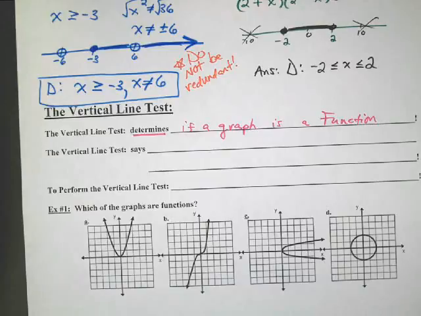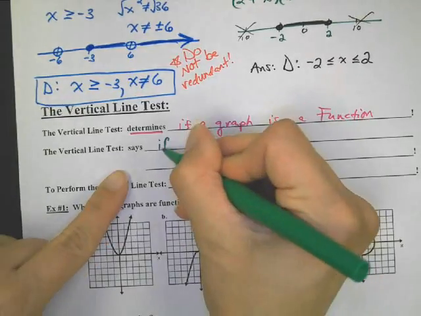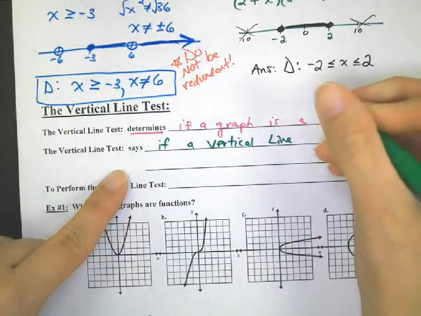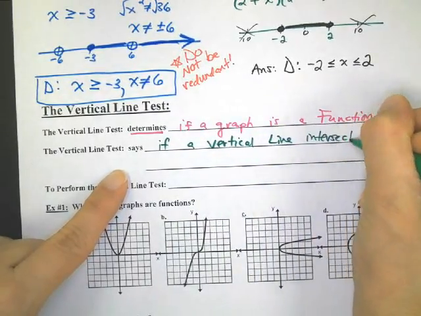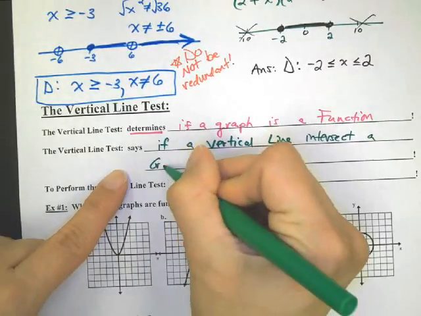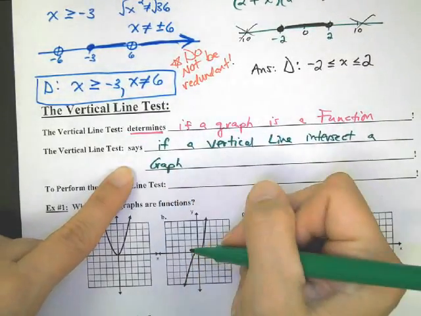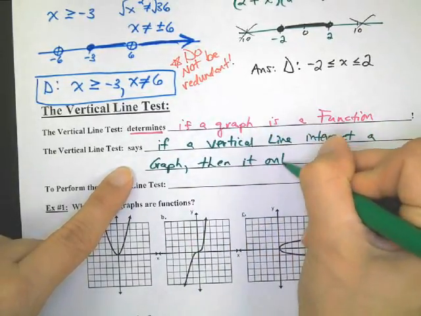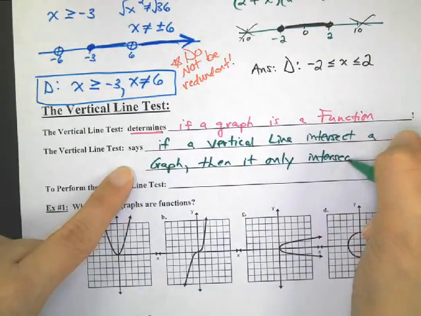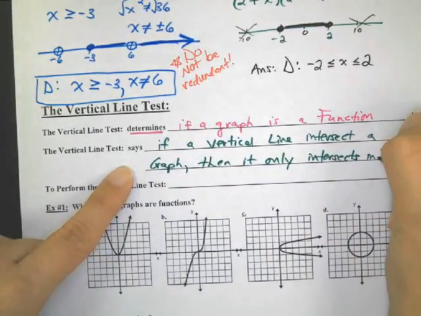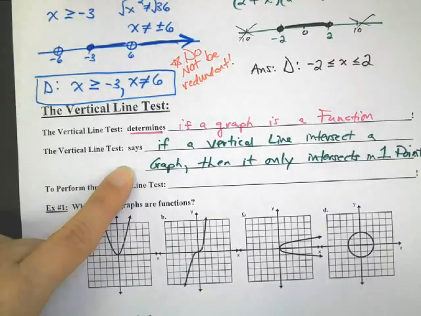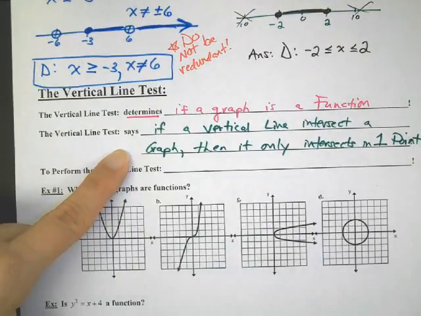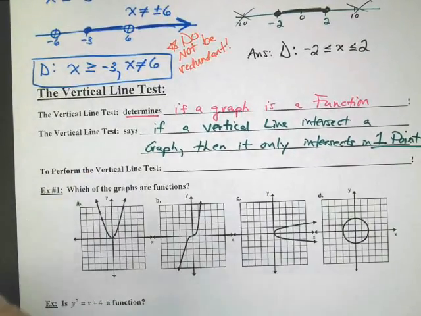The vertical line test says if a vertical line intersects a graph, then it only intersects in one point. So if there doesn't happen to be any graph, that's okay. But if it touches the graph, it can only touch in one point.